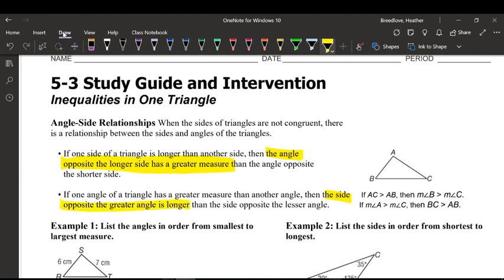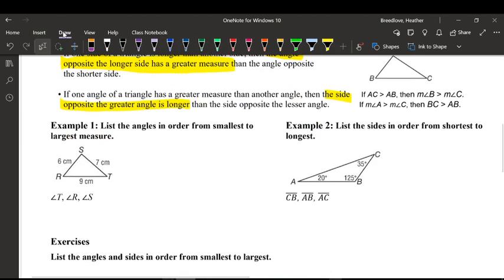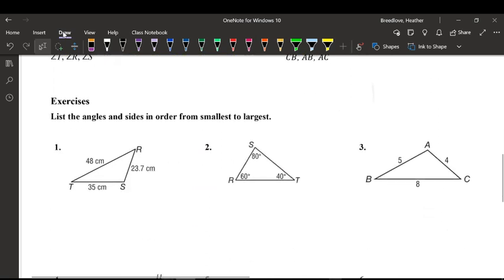All it's saying is the longer side is across from the larger angle. The smaller side of the triangle is across from the smaller angle. And the medium length side is across from the medium sized angle. That's it. That is all of it for today. So next is just examples. There are examples that are worked out, and then the ones that I'm going to do with you.